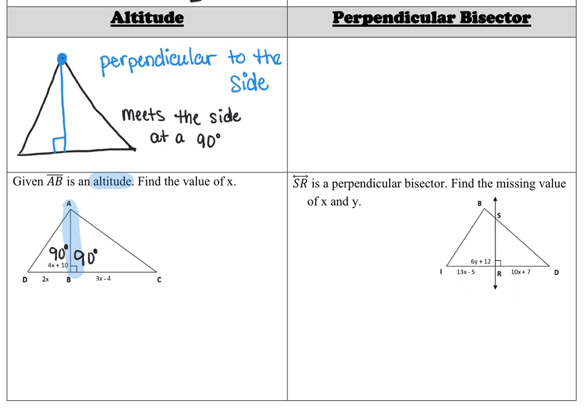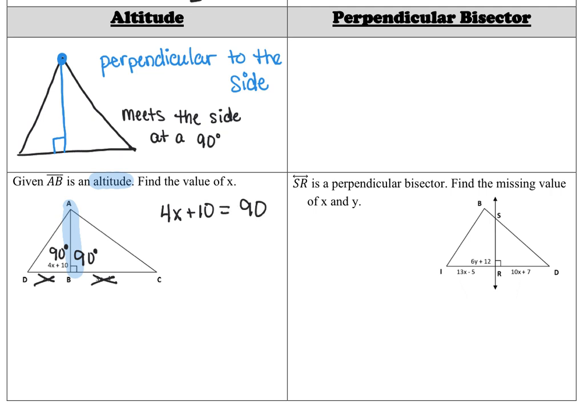Notice they have some segment lengths, but I'm going to cross those out. Those are not helpful when we're talking about an altitude. So don't get fooled, don't get tricked by that value. When we want to set up an equation to find x, the only thing that I know is that our angle 4x plus 10 equals 90 degrees.